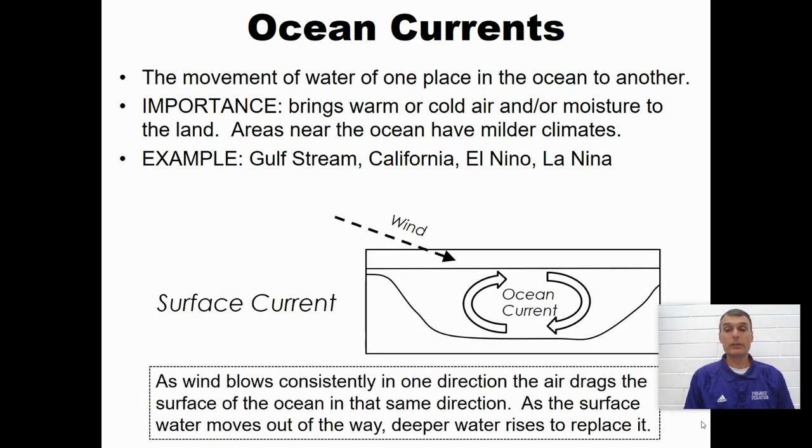The first current is a surface current. So, you have wind moving, these large wind patterns on the Earth that move consistently in the same direction. They drag the surface of the ocean with them and they pull water with them. They can affect water as deep as 1,000 feet. And so as that water moves away, water from underneath comes up and replaces it. And that is how a surface current forms.